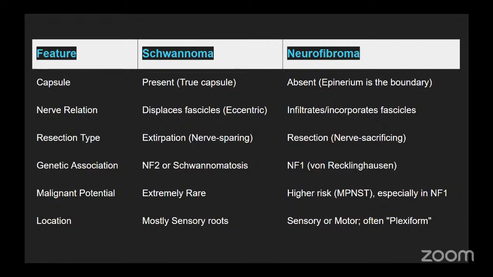NF2 and schwannomatosis are associated with schwannomas, whereas NF1 or von Recklinghausen's disease is associated with neurofibroma, and neurofibromas have a higher risk of malignant potential. Schwannomas can arise from both the sensory and the motor roots, whereas neurofibromas can also arise from sensory and motor. I'm sorry, it says mostly sensory. It can arise from the motor roots as well.